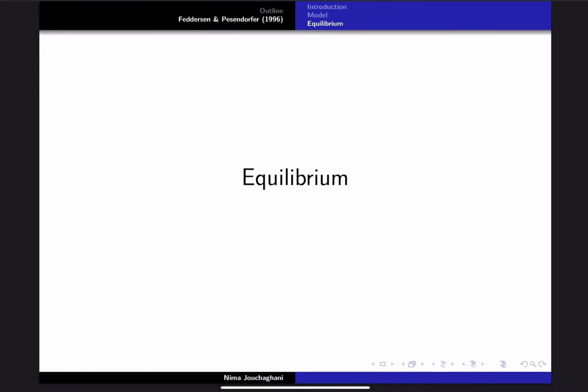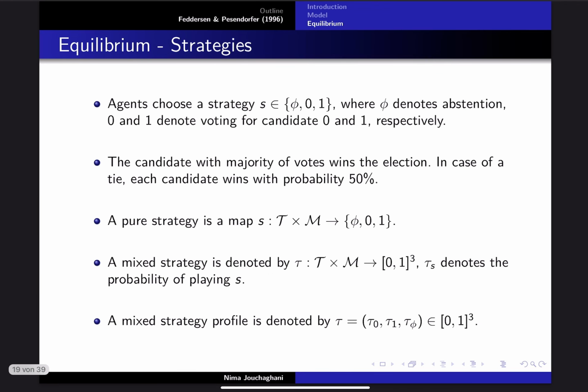Given all those preparations with respect to showing you the model, we can now dig into the equilibrium. So let us talk about strategies. What is a strategy? A strategy of an agent is an element of the following set: phi, where phi denotes abstention, so not voting; 0, where 0 denotes voting for candidate 0; and 1, voting for candidate 1. The candidate who has a majority of votes wins the election. If there is a tie, each candidate wins with a probability of 50%.